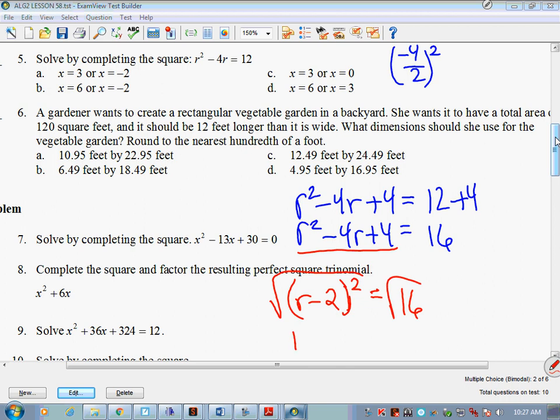All right, so I get r minus 2 equals the square root of 16, but what is the square root of 16? 4. But just 4? Because this is plus or minus, right? So it should be plus or minus 4. Now what do I need to do? Add 2. Okay, good. So r equals 2 plus or minus 4.